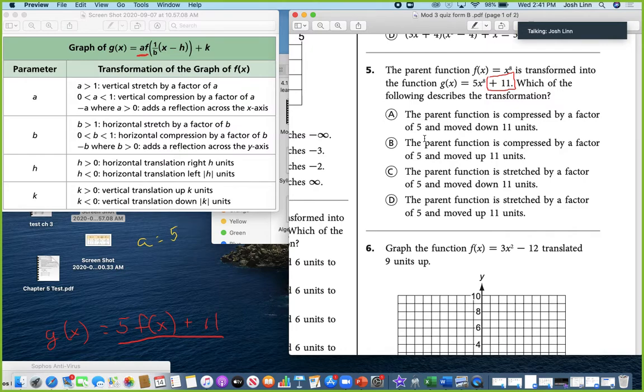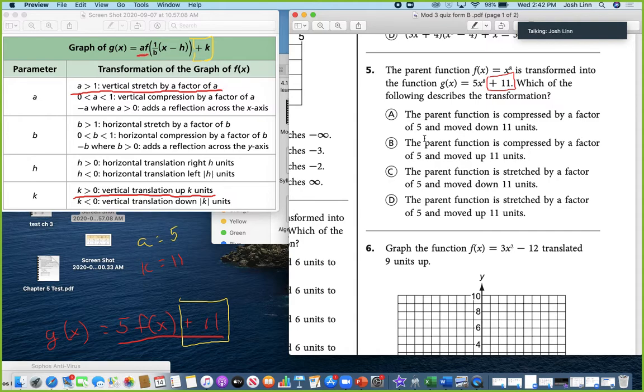Then again, we have a plus 11. So that's going to be our k again. But this time our k is positive, which means it's going to be a vertical translation up k units. So k is equal to 11. Our a is equal to 5. A is greater than 1, so it is a vertical stretch by a factor of a, being 5.